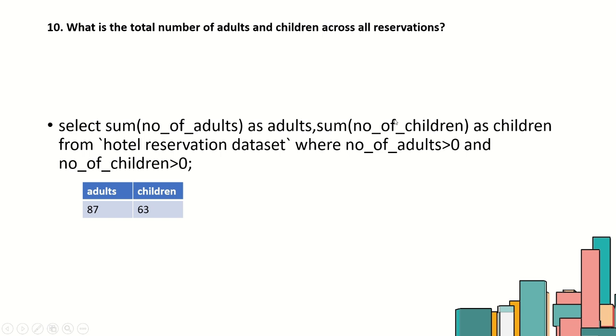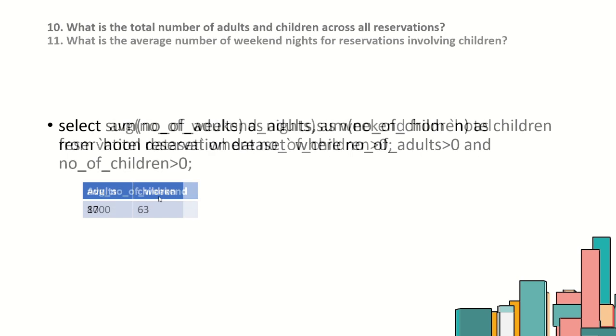Similarly, on the number of children column I have used the sum function. Then in the where clause I have used that the number of adults should be greater than 0 and the number of children should be greater than 0, and the output is adults are 87 and children are 63.